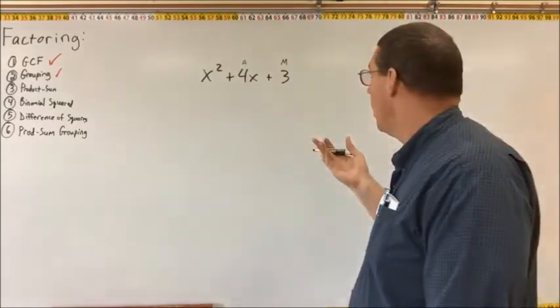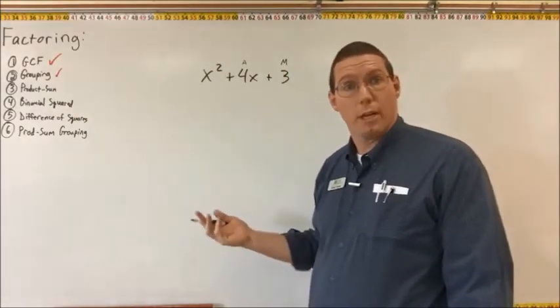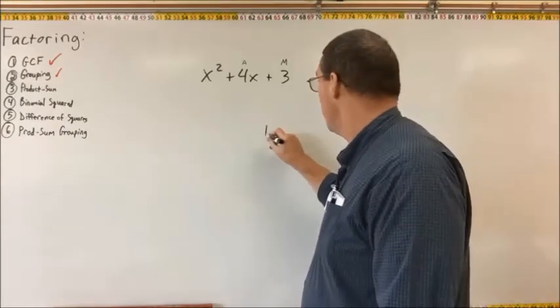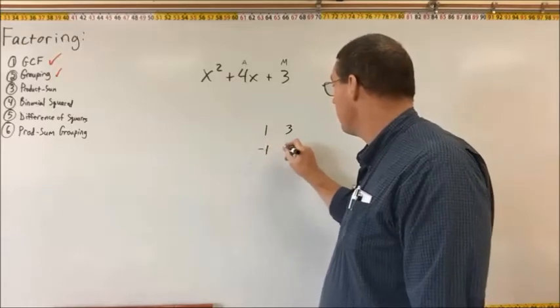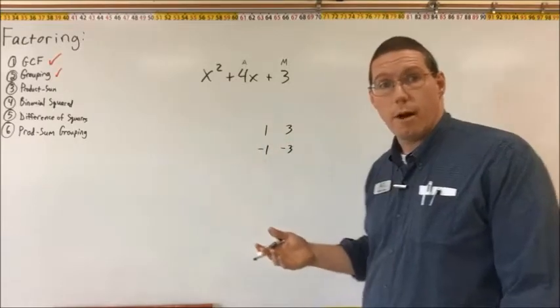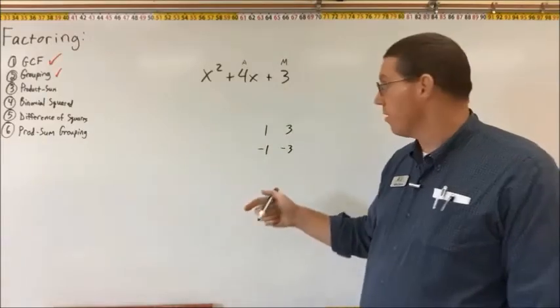Okay, so 3, the only numbers I can think of that multiply up to 3 are 3 and 1. So 1 and 3, right? The other possibility is -1 and -3. All right, because -1 times -3, negative times a negative makes a positive, right?